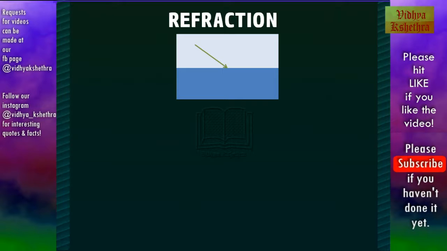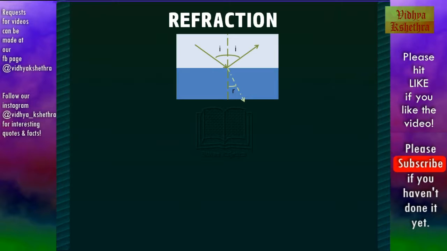Now let us consider an obliquely incident ray of light. Part of it gets transmitted into the second medium, which is water, while the rest of it gets reflected back into the same medium, which is air. Now air is considered to be optically rarer than water. So in case of water, which is much optically denser than air, the speed of light decreases and hence the light bends towards the normal.